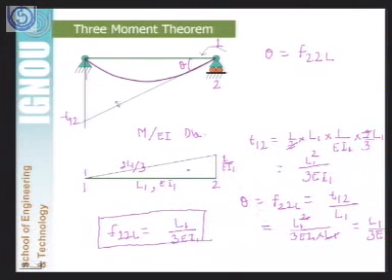Now we have calculated F21, the unit moment applied here at node 1 and the value of rotation at node 2. We have calculated the value of F22L, that is the unit moment applied at the left side of node 2 and the value of rotation at the left side of node 2. Now we are going to calculate F22R.